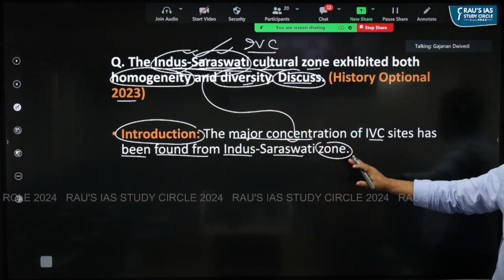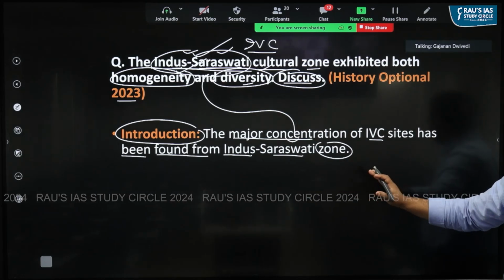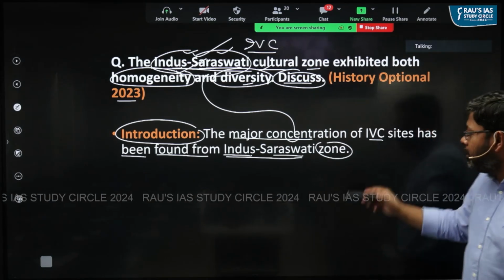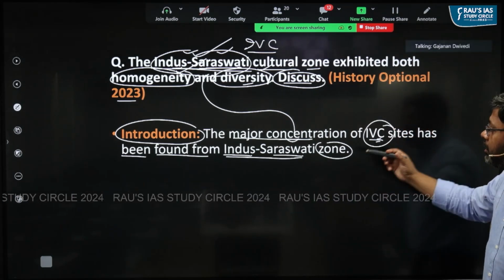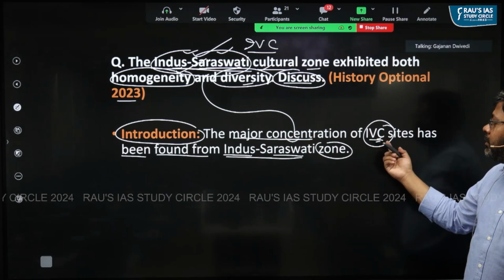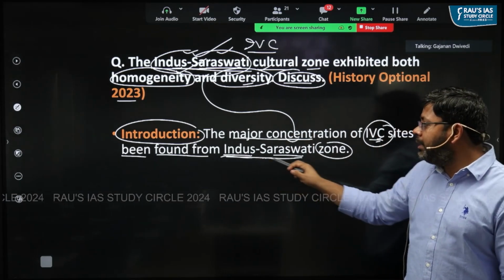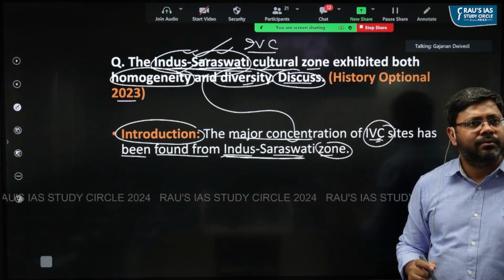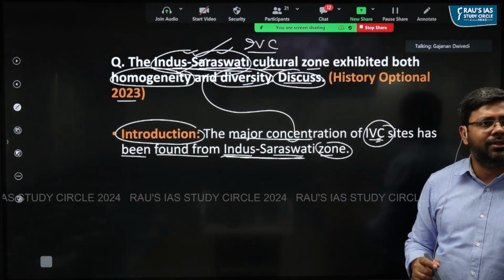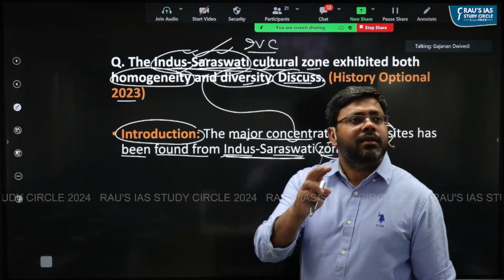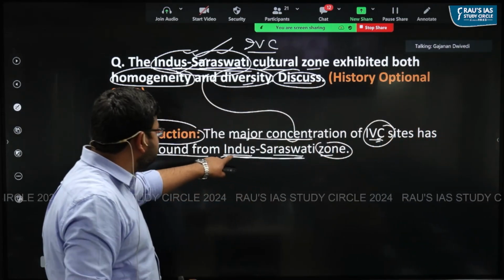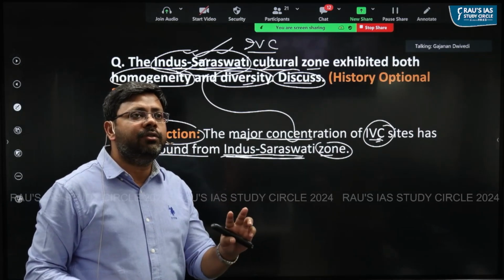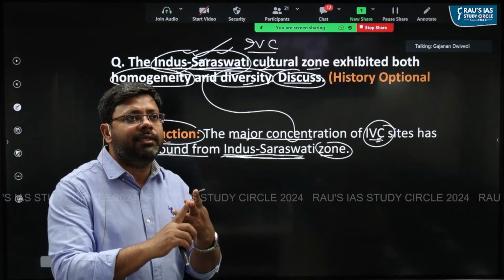First, let the examiner know in writing that you're going to write about Indus Valley civilization. The major concentration of Indus Valley sites has been found from the Indus Saraswati zone. This is the introduction, a simple introduction. Then start writing. First keyword was Indus Saraswati cultural zone. अब 2 keywords और थे, homogeneity and diversity.